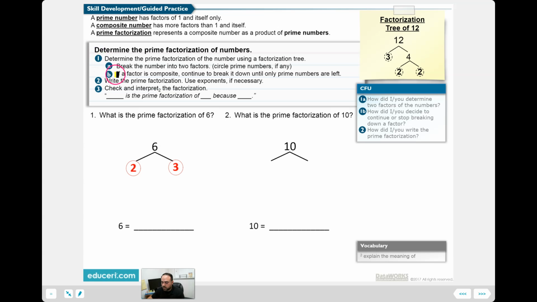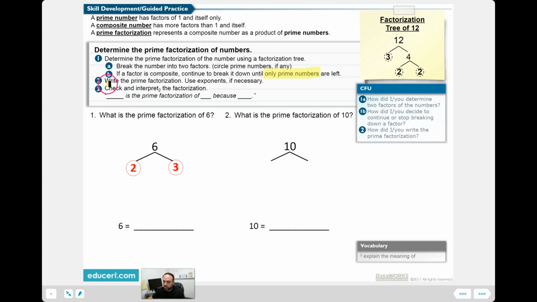If a factor from our factor tree is composite, continue to break it down until only prime numbers are left. In our problem for number 6, our two factors, 2 and 3, are both prime numbers. Therefore, they are not composite numbers. Composite numbers and prime numbers are opposite of each other. So we do not need to continue breaking down because we have only prime number endpoints.